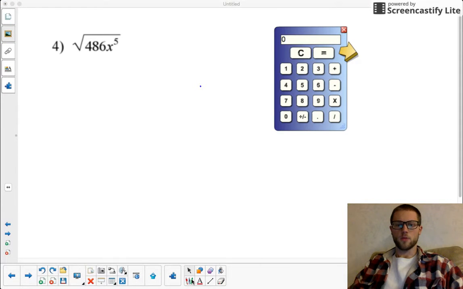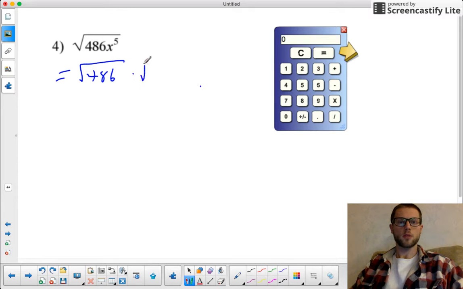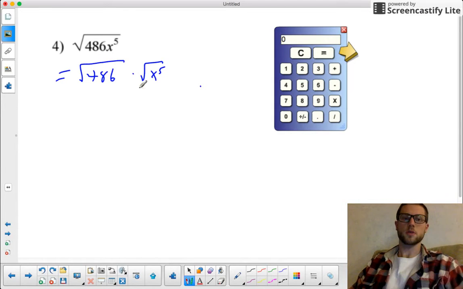All right, this problem comes from tonight's homework, and what we want to do here is simplify this radical, the square root of 486 times x to the fifth. So what I'm going to do is split this first up into the square root of 486 times the square root of x to the fifth. That way I'm just going to deal with the constants first, and then I'll deal with the variables next.